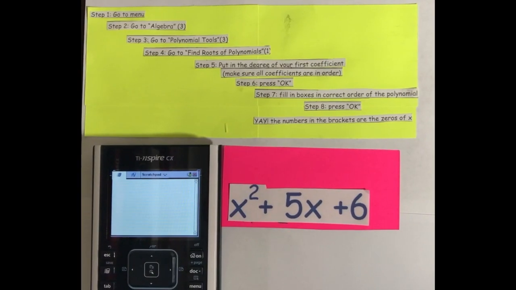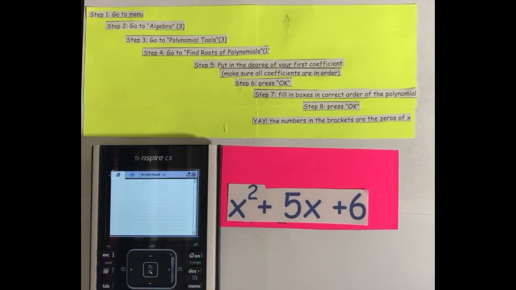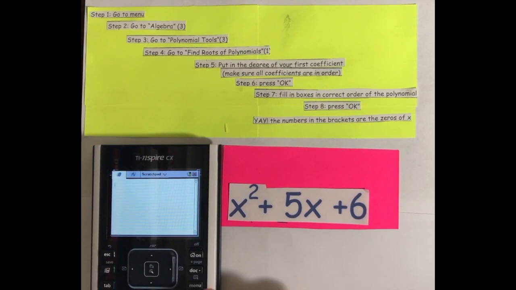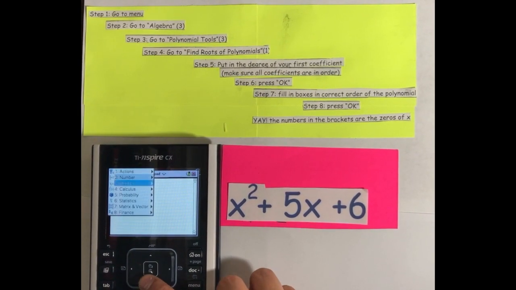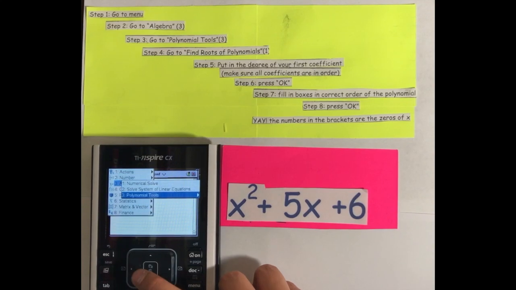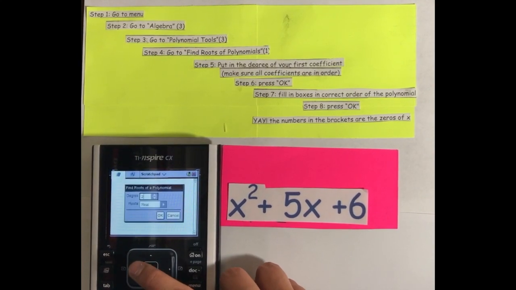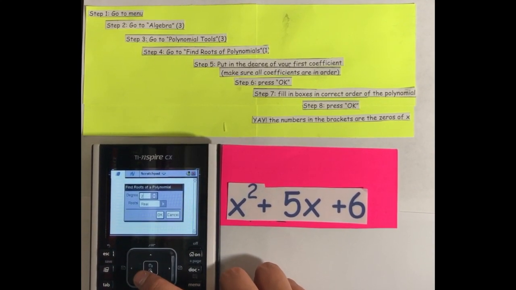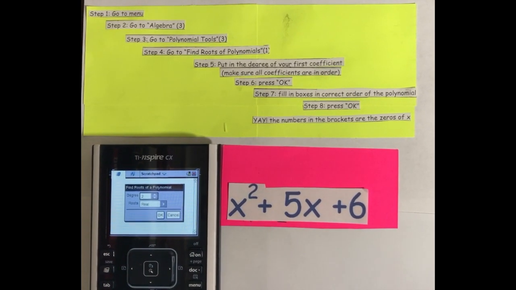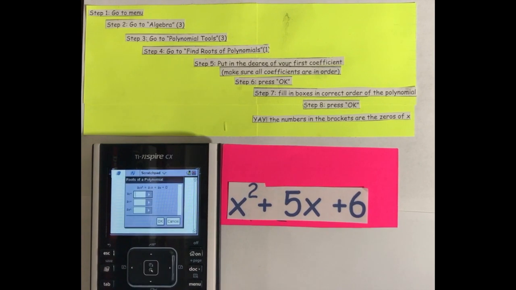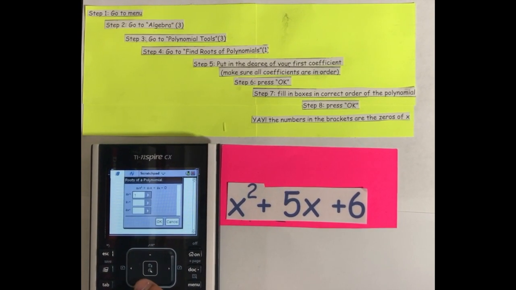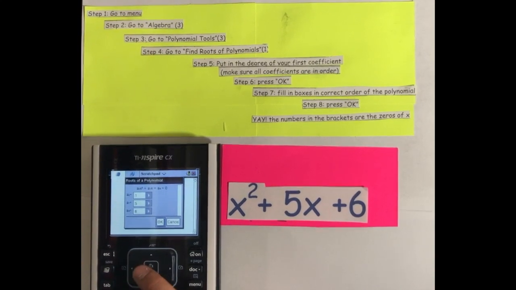We are going to find the zeros of x in x squared plus 5x plus 6 using the calculator. You're going to go to Menu, Algebra, Polynomial Tools, Find Roots of Polynomials. Since the degree is to second power, we will keep it as is, but if it was different, you could change it. You're going to press OK and put it in order. So 1, 5, and 6. Press OK.